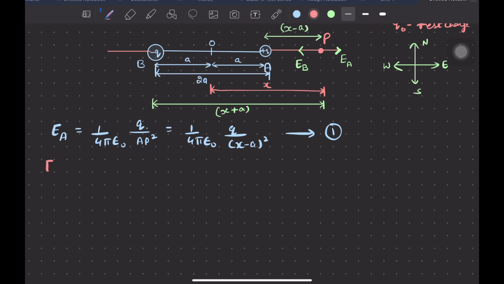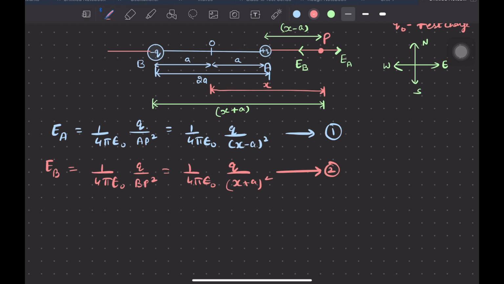And now we need to calculate the value of EB. I will write 1 upon 4 pi epsilon naught. The charge at point B is minus Q, and taking the magnitude it will be Q only, upon BP whole square. So the value is 1 upon 4 pi epsilon naught Q upon x plus a whole square. So this is equation number 2.